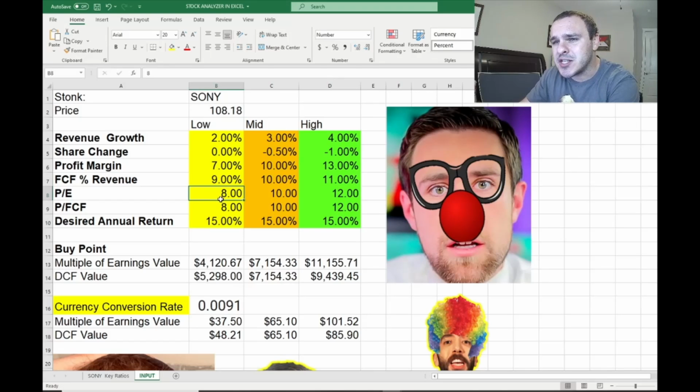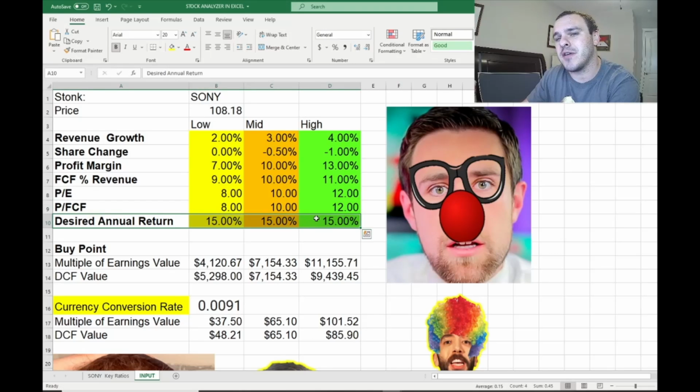Now, price to earnings ratio. Like I said, Sony's a mature company. They have low revenue growth, or I project they will going into the future. Very conservative. Because of that, their PE ratio should not be high, okay? You're not going to pay a lot of money for low growth. And Sony's PE right now is like 12, okay? So think about 5 years in the future. I think 8, 10, and 12 for PE and price to free cash flow is pretty reasonable, okay? And then, of course, desired annual return, 15%.